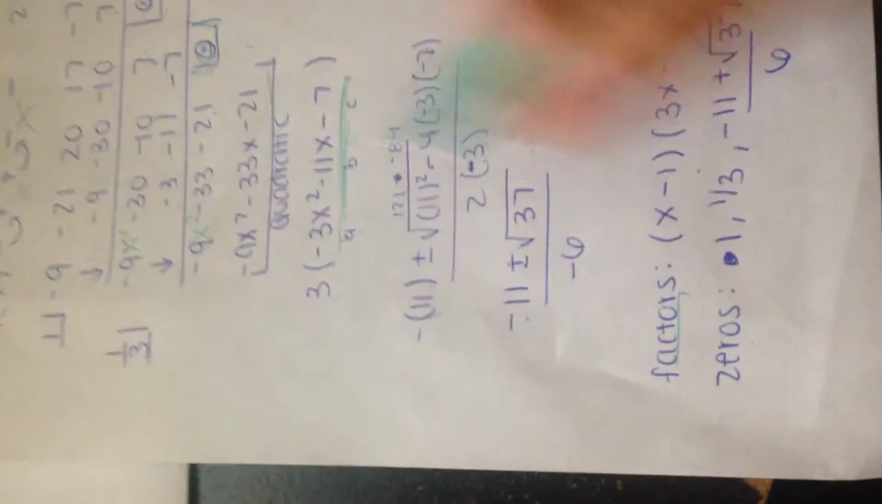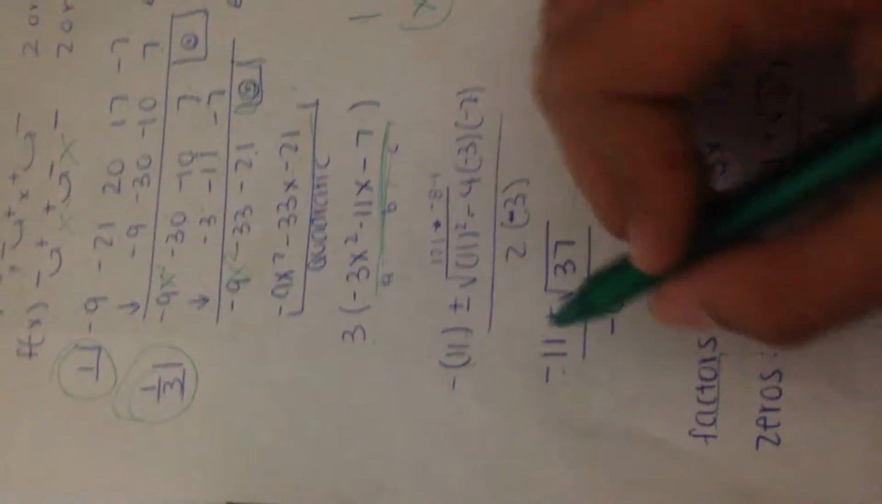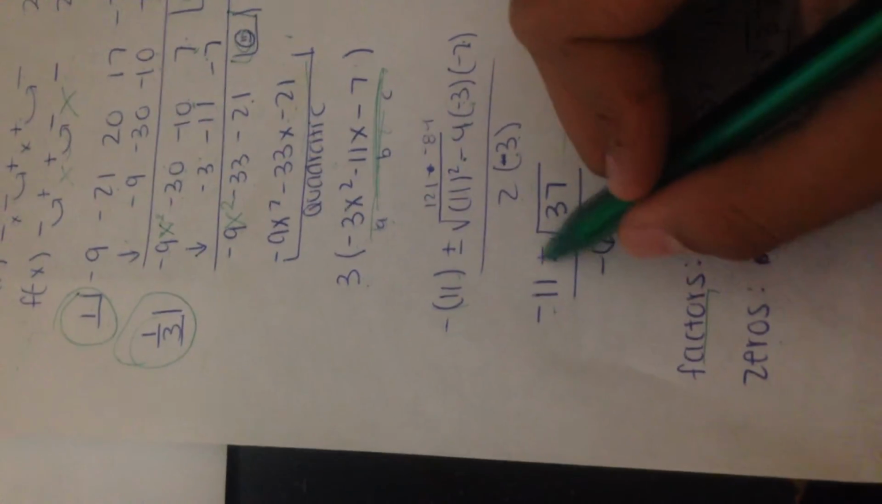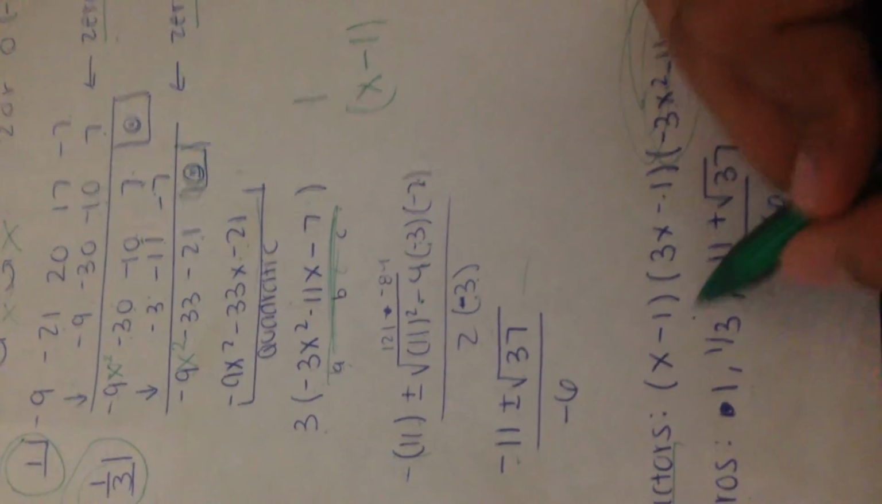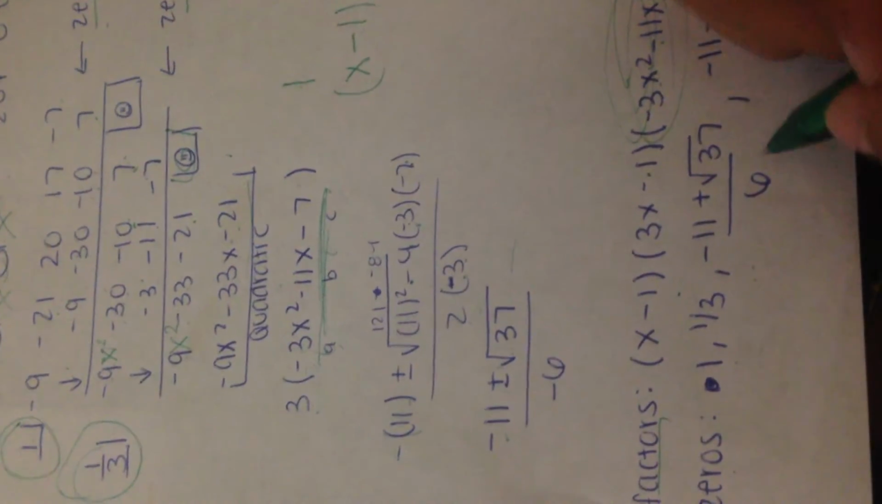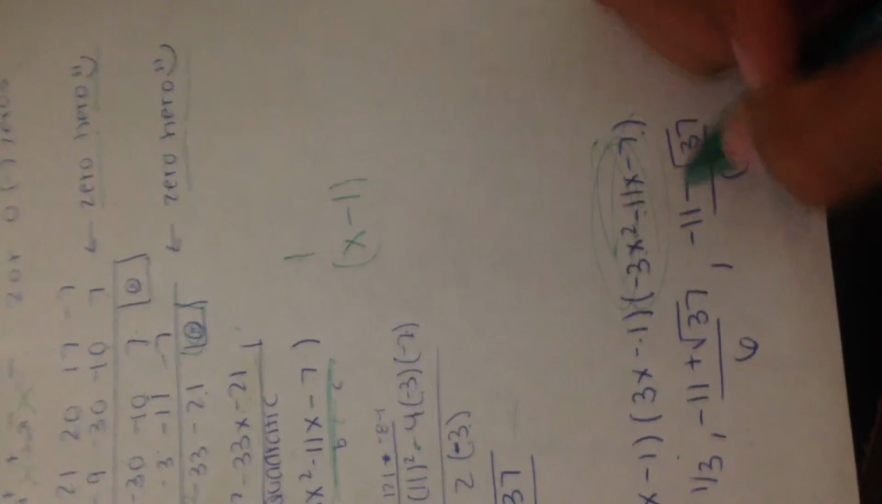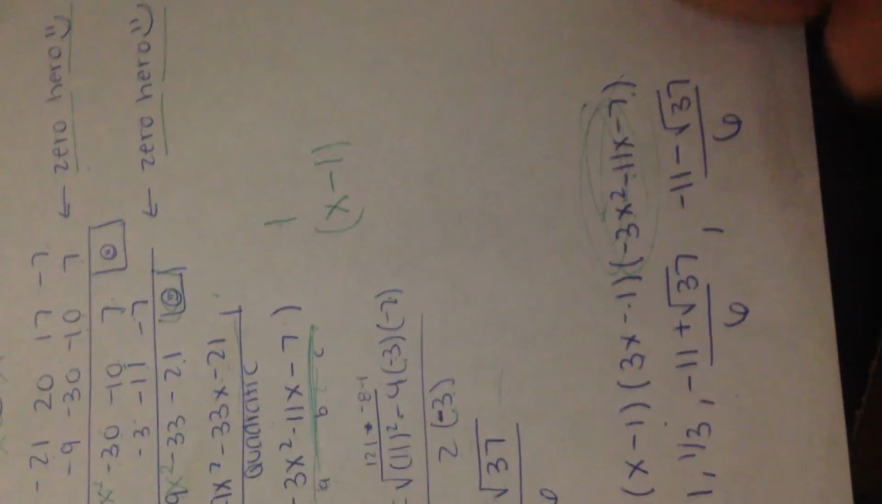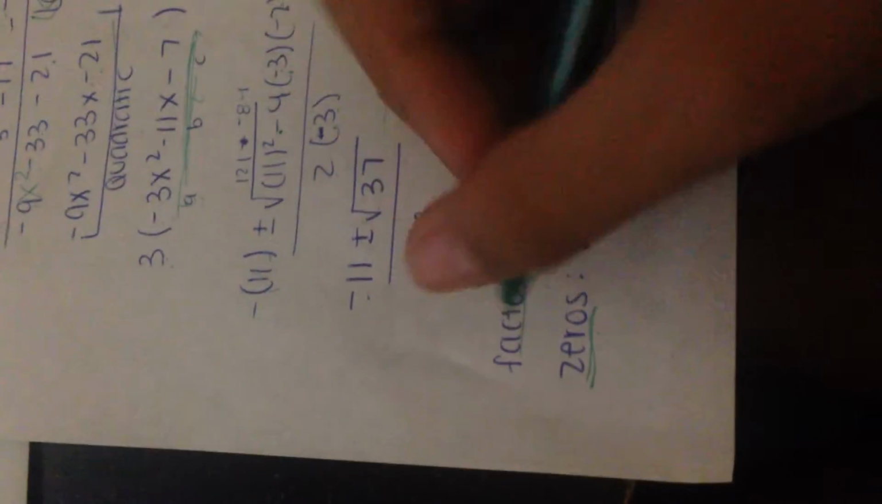Okay, and we know that our zeros are 1 and 1/3, and we have already put them here. And since the quadratic formula is always plus or minus, we will always have 2 answers, so it would be negative 11 plus the square root of 37 all over 6, and negative 11 minus the square root of 37 all over 6. And that would be our zeros and our factors.